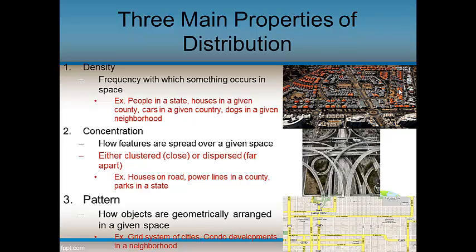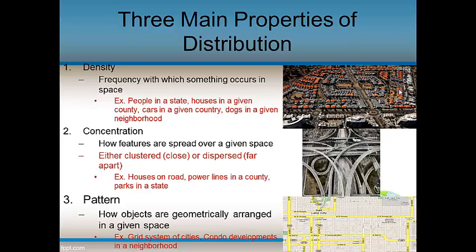There are three main properties of distribution, and I want you to think of these properties as dots. I'll get into that dot theory in a second. So what is density? It's the frequency with which something occurs in space. If you look to your right, this picture shows a lot of houses in a given space. They look very close together, so we always think that density means something is close together. That doesn't necessarily mean that. It just means that there is an X amount of, let's say, houses within a mile radius, or an X amount of cars within a country. It's just the amount of something that occurs within a given space.